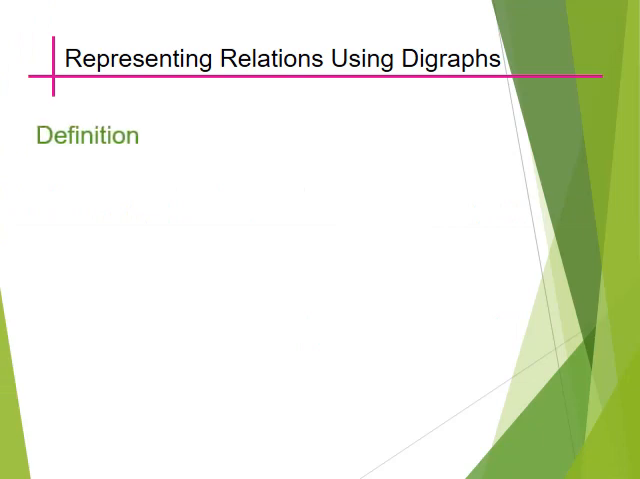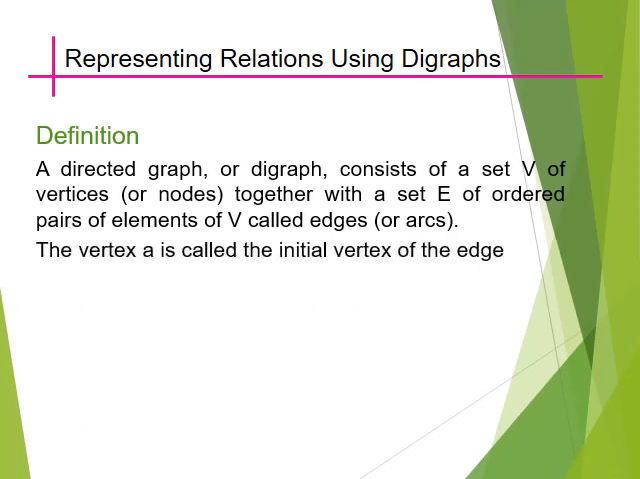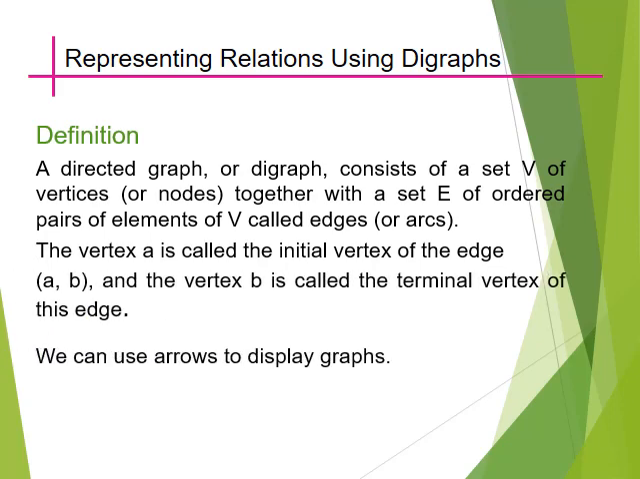First of all, we are going to the digraph or directed graph of the given relations. So here let's define these digraphs. A directed graph or a digraph consists of a set V of vertices together with a set E of ordered pairs of elements of V called edges or arcs. The vertex A is called the initial vertex of the edge AB and the vertex B is called the terminal vertex of this edge. We can use arrows to display graphs.